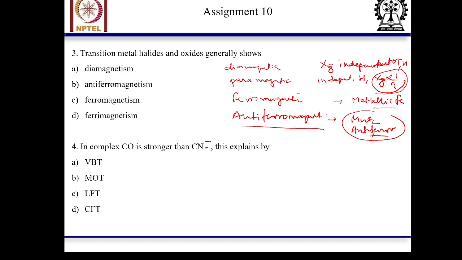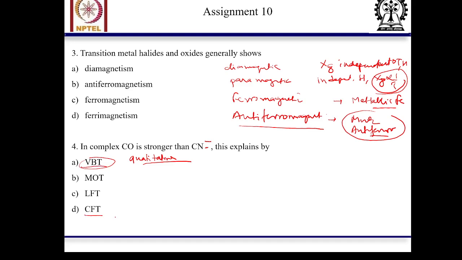So valence bond theory is just qualitative in nature. It just says whether the complex will be diamagnetic or paramagnetic, what kind of ligand, and what shape it will form. Basically, it tells about the hybridization and shape. That is what valence bond theory tells about.